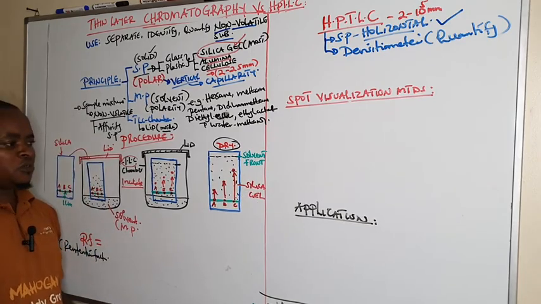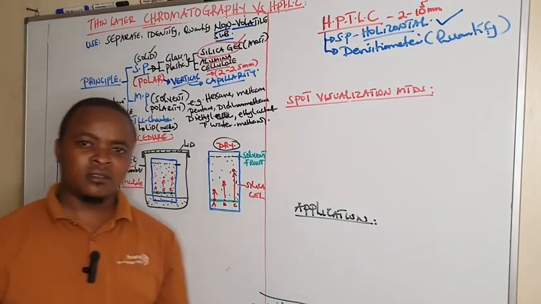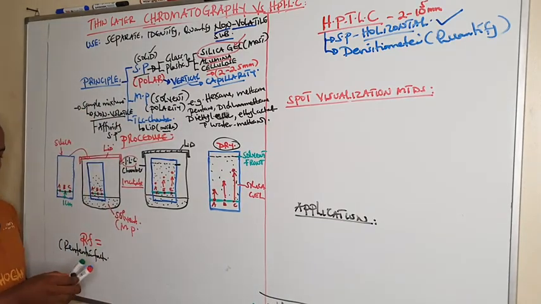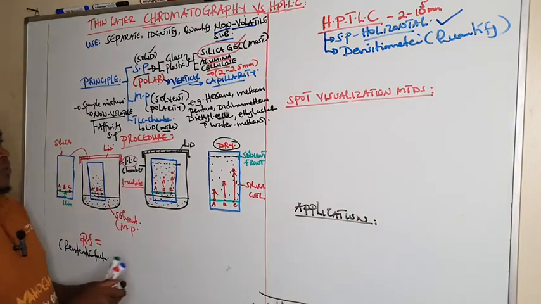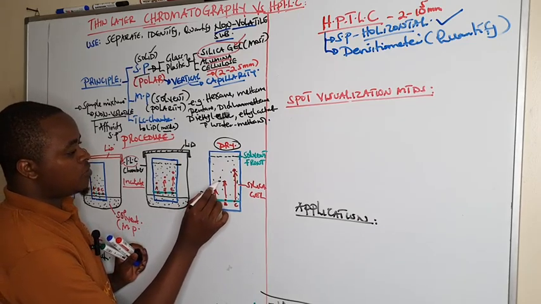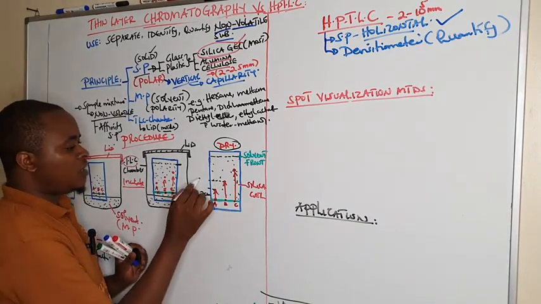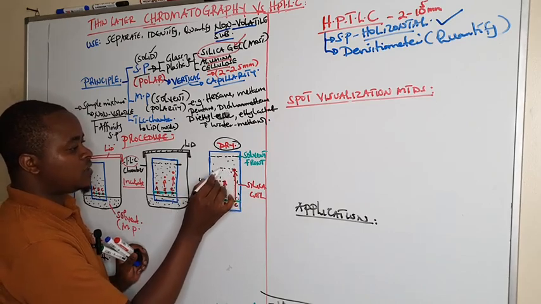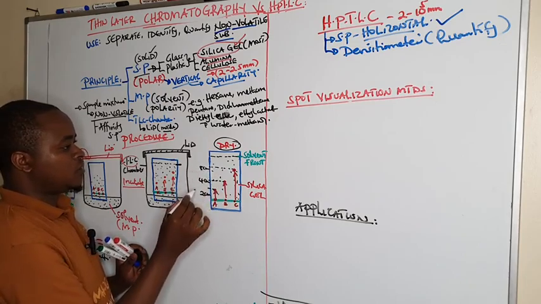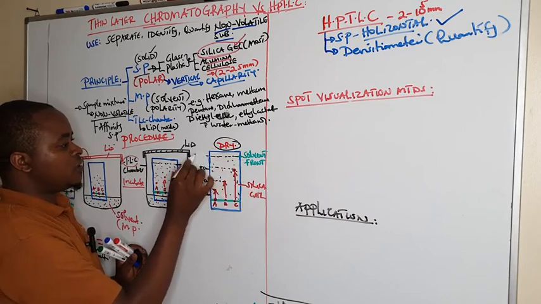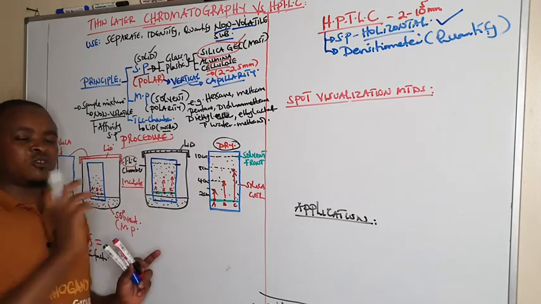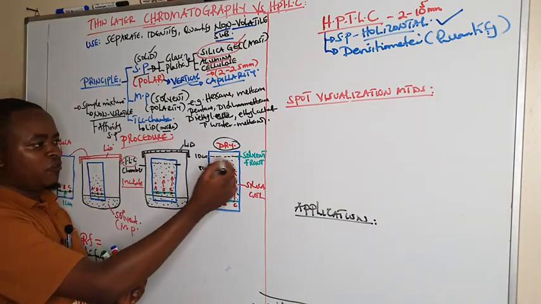So after this, how do we determine this? We can determine this by calculating the retention factor. Let me use an example. Maybe A was able to move 2 centimeters. B was able to move, on measuring with the ruler, 4 centimeters. Then C was able to move maybe 8 centimeters. And then the solvent front was 10 centimeters.